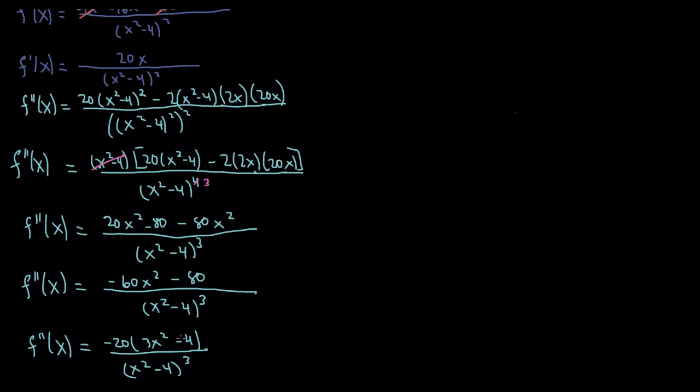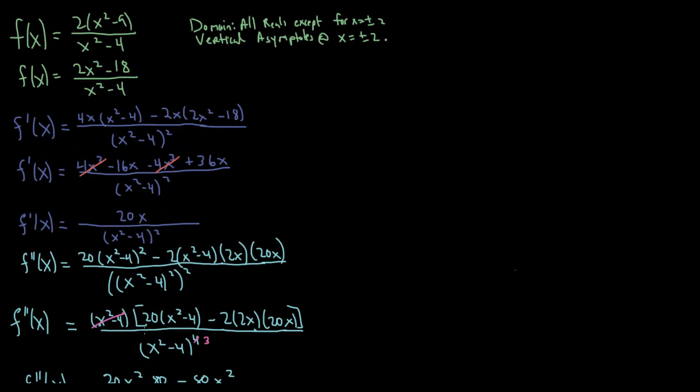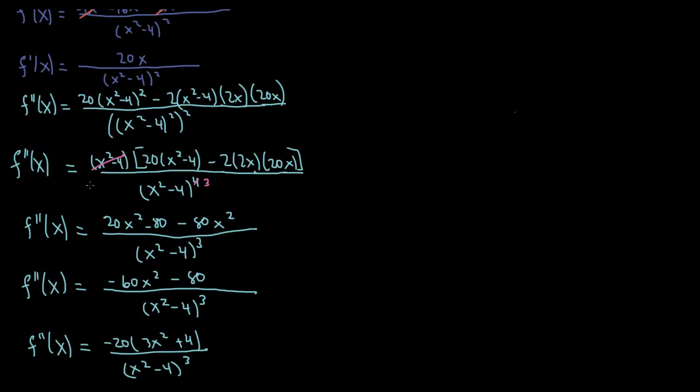Oh, you know what? I factored out a negative 20. That's a plus. Sorry about that. So negative 20 times 3x squared plus 4 over the bottom as is. Okay. So just to recap, those derivatives took a while to do. That's where we started. The first derivative is in purple. That's not so bad. The second derivative took a little more work.